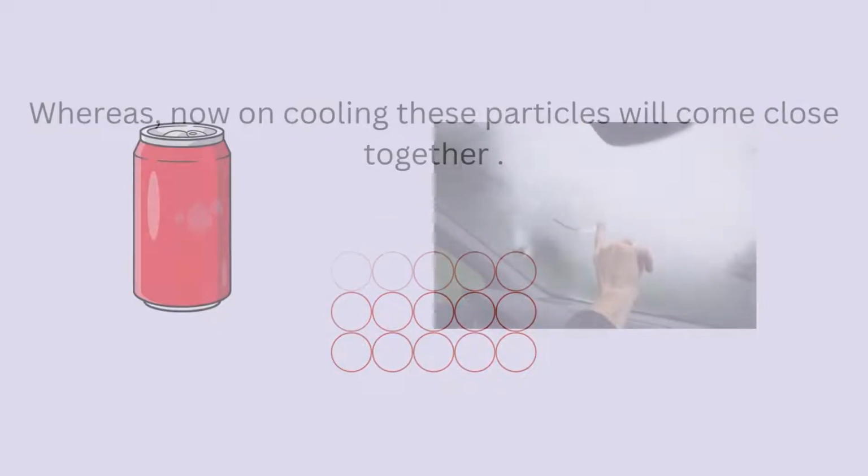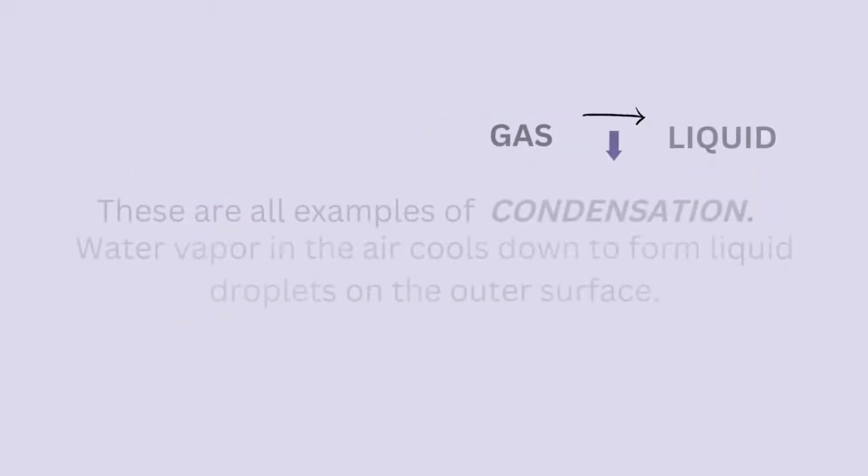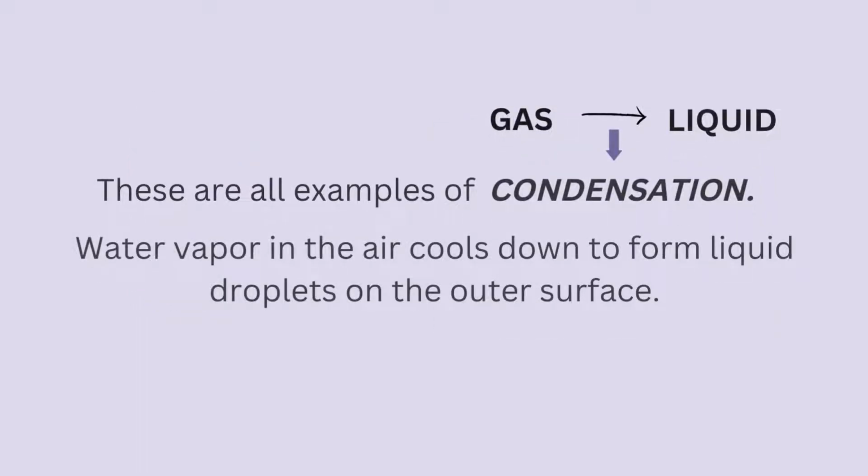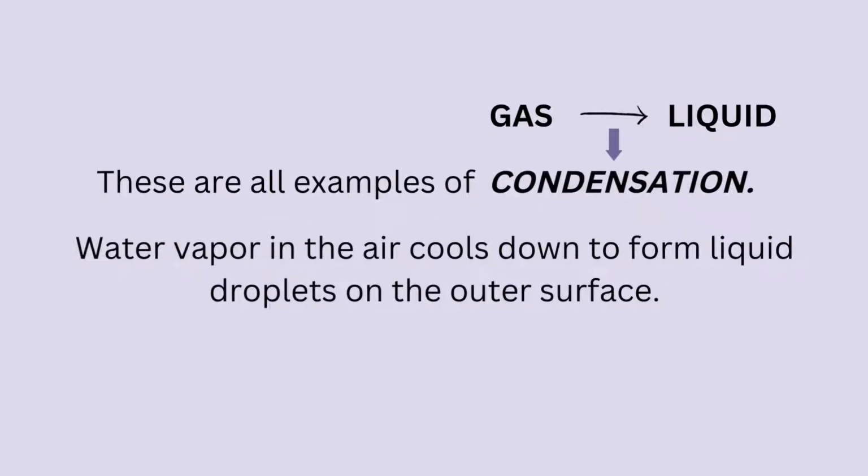come closer together. Just take a moment to think about a cold can of soda on a hot day, those water droplets on the outside, or a foggy windscreen in a car. These are all examples of condensation. Water vapor in the air cools down to form liquid droplets on the outer surface.